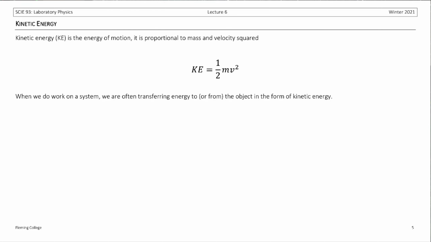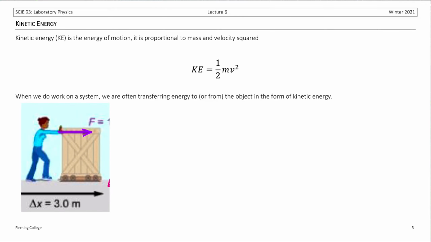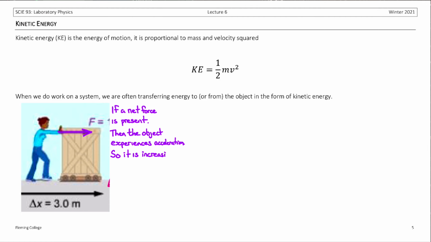Whenever we do work on a system, we are often transferring energy to or from the object in the form of kinetic energy. With more knowledge of our previous system, we could think if the woman is applying a force and it contributes a net force, then the object will have an acceleration. Thinking back to our kinematics equations, if the object has acceleration and it's applied over a longer and longer distance, then we have a greater and greater final velocity. And as you can see from the kinetic energy equation, more velocity will mean more kinetic energy.